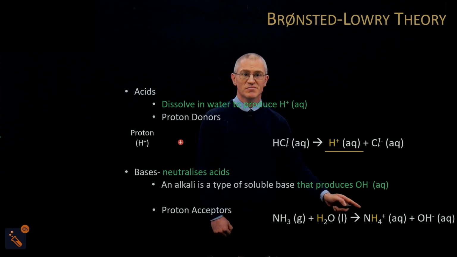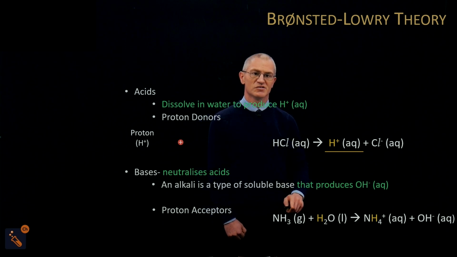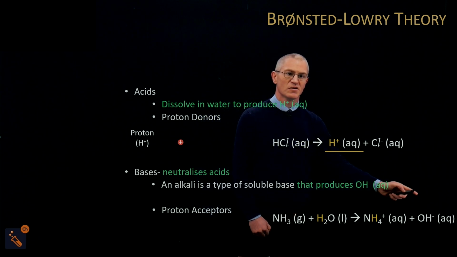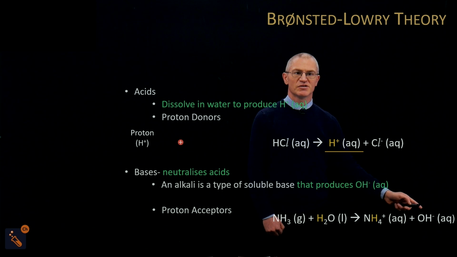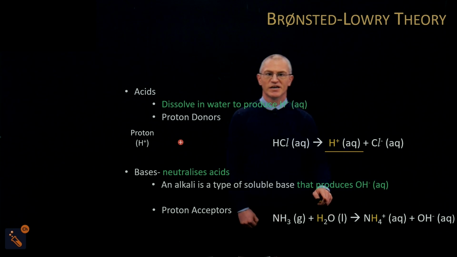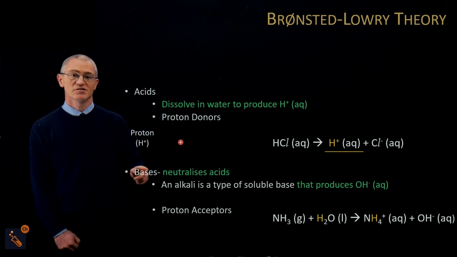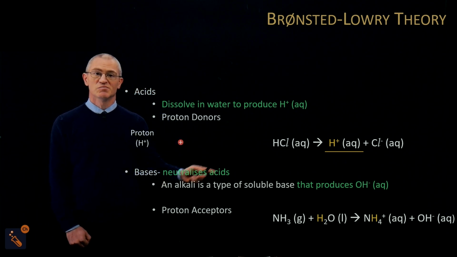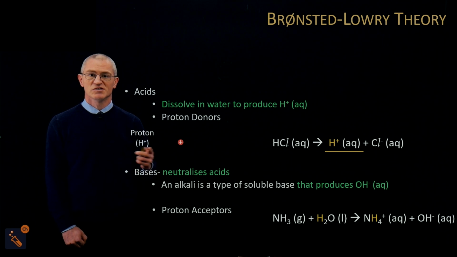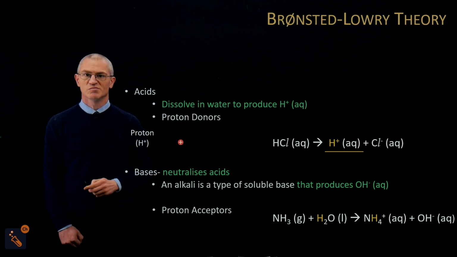That satisfies the proton acceptor, proton donor definition because the NH3 has accepted a proton. But it's produced an OH- at the same time, because when you take away H+ from H2O, you leave OH-. So it satisfies the criteria for producing OH- ions when dissolved in water.